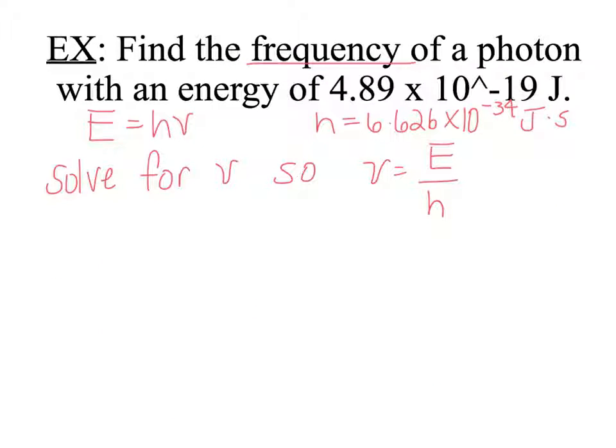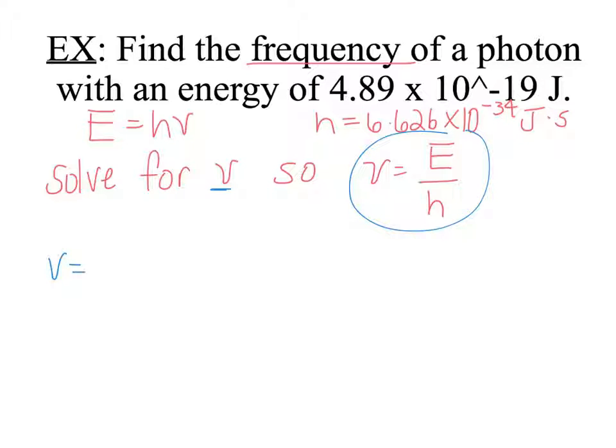This time, we're going to be finding the frequency when they give us the energy. So we're going to use that same equation. Energy is equal to Planck's constant times frequency. And this time, since we're going to solve for frequency, we're going to rearrange the equation algebraically, and we're going to use this one. So it still becomes a plug and chug, or plug and go. We just plug everything in.